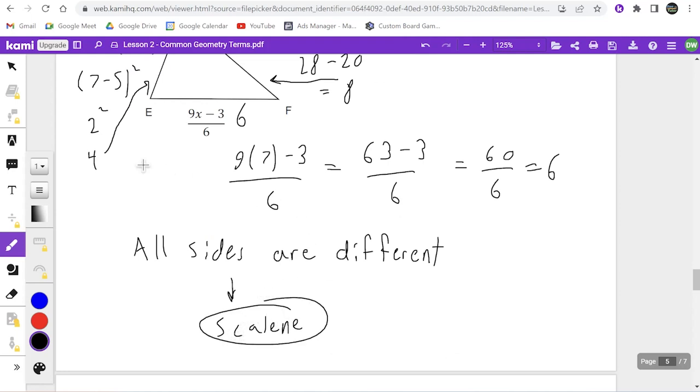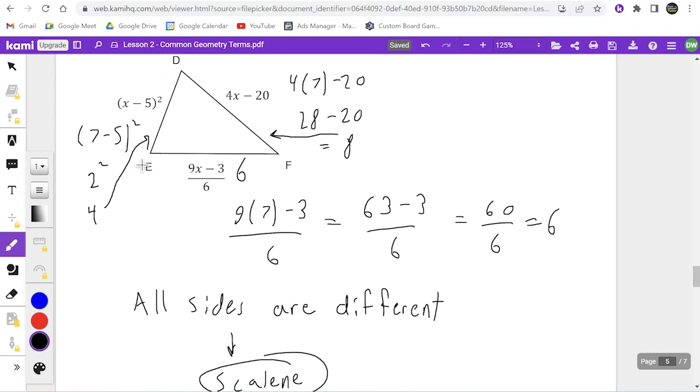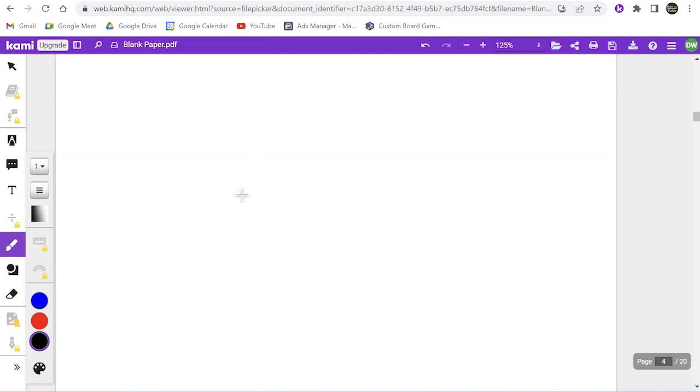Now, 2 follow-up questions for you guys. First question is, are any of the angles equal to each other? And of course the answer is no, because scalene, all the sides are different and all the angles are different. My last question is, which side is the longest? So to help you with that, I'm going to draw it on a separate sheet of paper. 4, 6, and 8 were the side lengths.